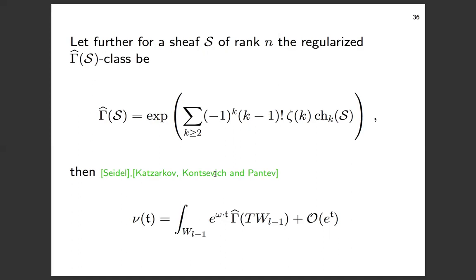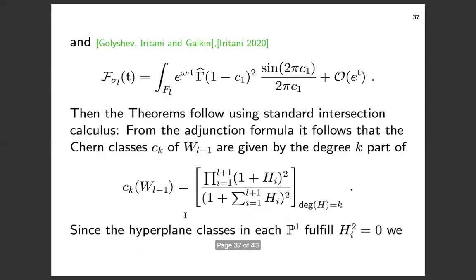And then you just need some facts from homological mirror symmetry, as I said. So for instance, Seidel, Katzarkov, Kontsevich and Pantev observed that this vanishing cycle at the nearest conifold is given by this particular evaluation of the gamma class. And so that's what they say. So basically, to fill in the dots, I just have to calculate this in the appropriate geometry that I propose, and then I have to see that this gives the formulas that I claimed.